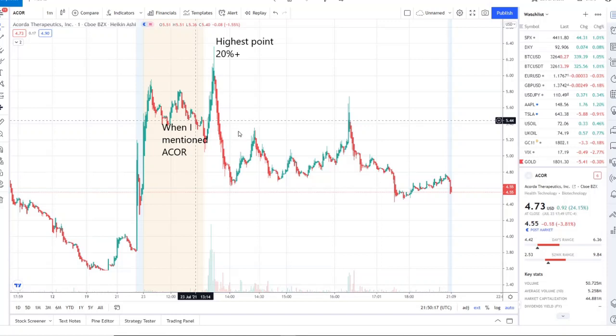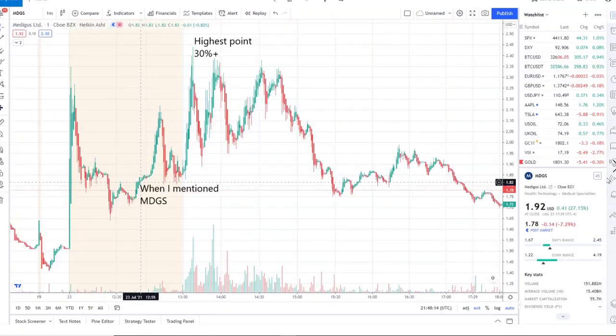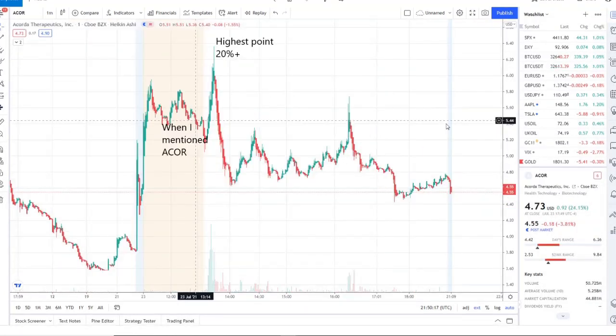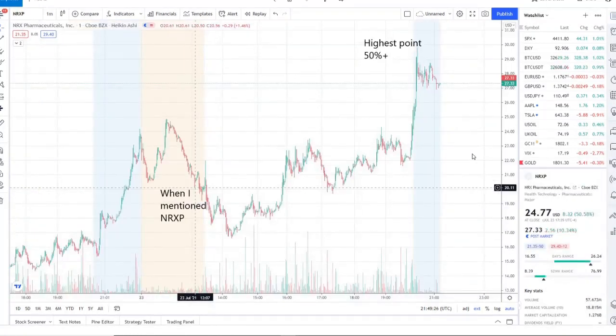As the day rolled out, ACOR in just a matter of minutes, about 10 minutes, ran 20% plus. So my goal daily is to try to catch stocks with momentum that can run in just a few minutes, guys. In just a few minutes, like MDGS, ACOR. Now this one turned out to be a little bit different, but in just about 3 minutes, it gave about a 10 to 20% plus opportunity as well.